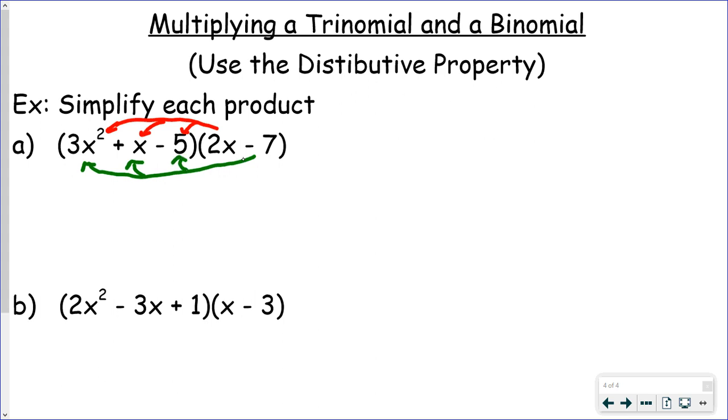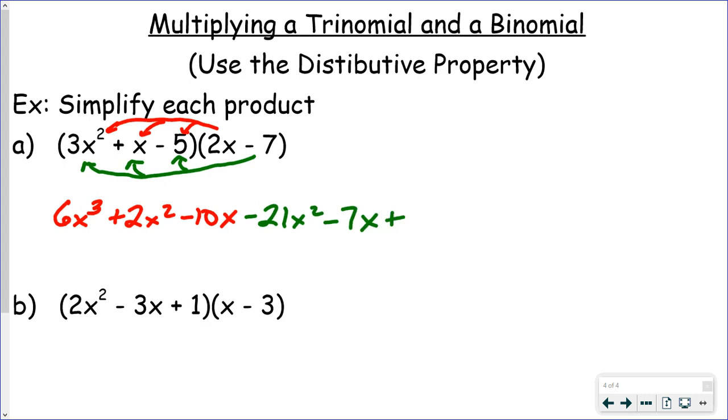All right, let's multiply the 2x first. So you're going to distribute the binomial into the trinomial. Trinomial means it has 3 terms. So 2x times 3x squared would be 6x cubed. 2 plus 1 gives you 3, plus 2x squared minus 10x. All right, so that's from distributing the 2x. I'm going to distribute the negative 7 in there. So that gives me negative 21x squared minus 7x plus 35.